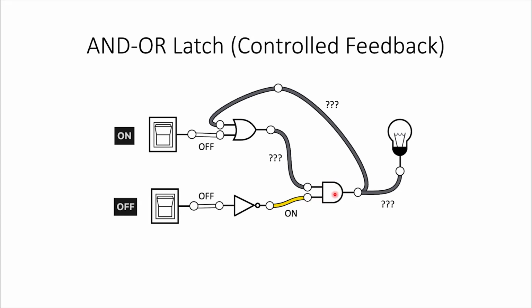So here is a loop, and neither the OR gate nor the AND gate can figure out what to do because it's contingent on this unknown input. So you get a paradox.